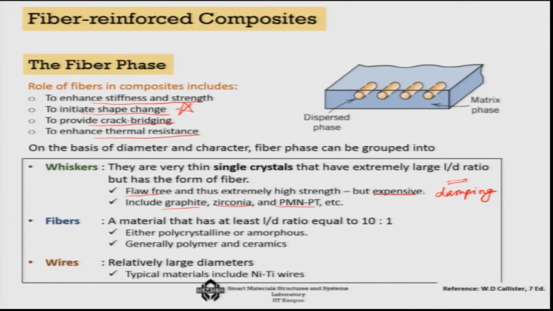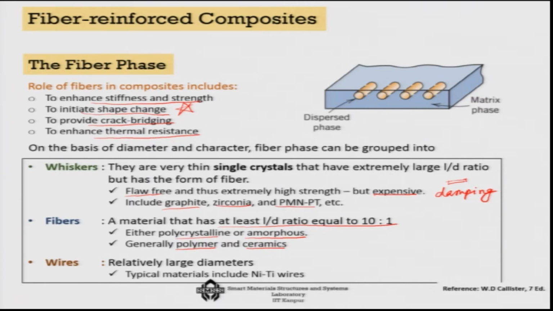Now, if it has an L by D ratio of at least 10:1, and the more the better, then it will become a fiber. Fibers can be polycrystalline, like piezoceramic fibers, or amorphous, like the glassy fibers we develop, and generally they are made of polymers or ceramics. A polycrystalline fiber is a ceramic one; the active fiber composites use piezoceramic fibers.